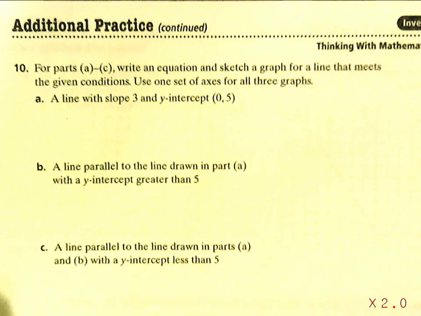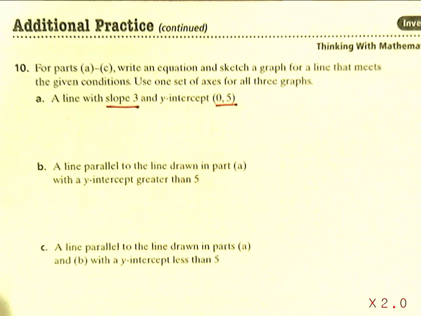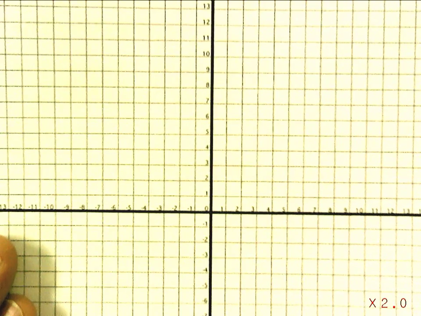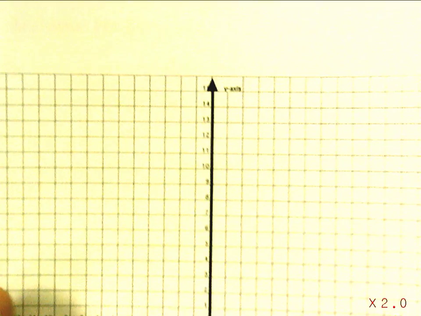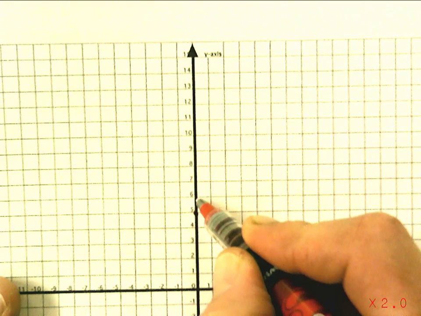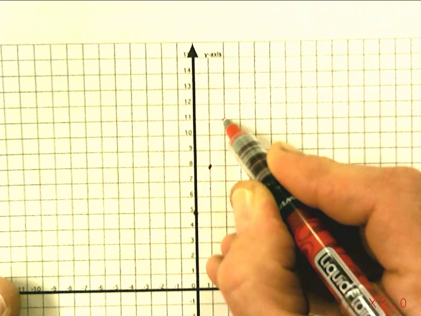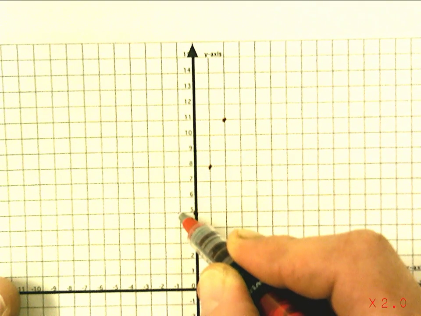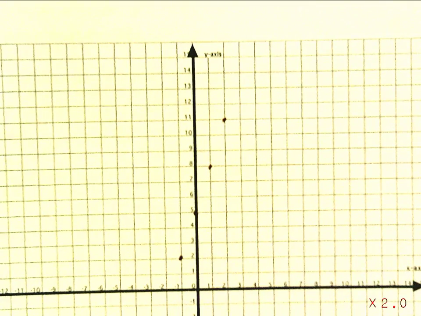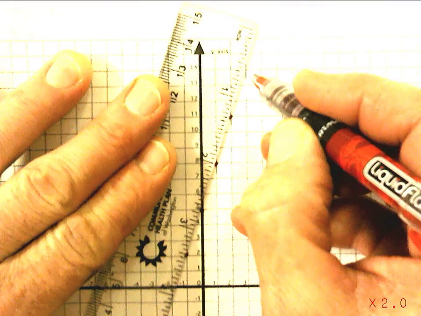The first one says a line with a slope of 3 and y-intercept of 5. So they've given us what we need to know. There's the slope and there's the y-intercept. So if I just go to my graph paper, the y-intercept is 5 and the slope is 3, which means it goes up 3 over 1. It could also go the opposite direction, back 1 and then down 3. And so then I have my line that meets the criteria given for that problem.